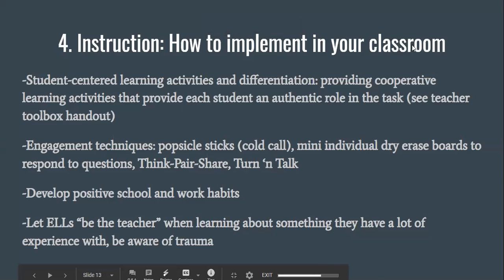And then in addition to utilizing these role cards, total participation techniques should be used with students. So using popsicle sticks, not to get a cold call to be like, haha, I got you, you weren't paying attention. This is just to keep kids on task. I use popsicle sticks in my room. Kids don't feel threatened, but they do know that they're accountable for listening to what's going on.